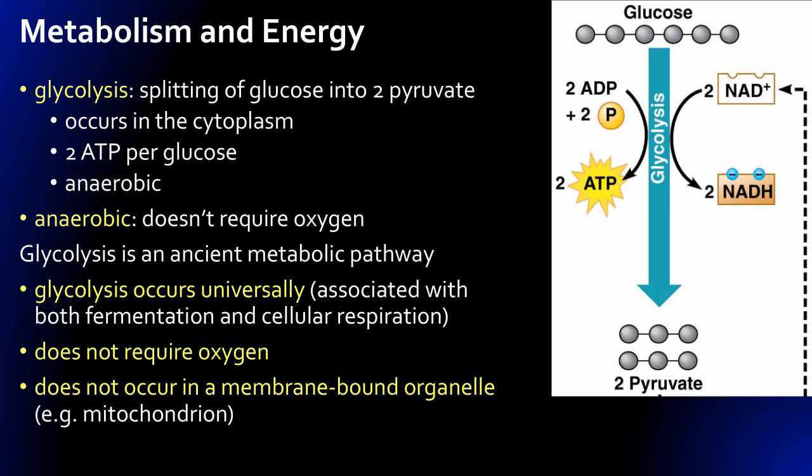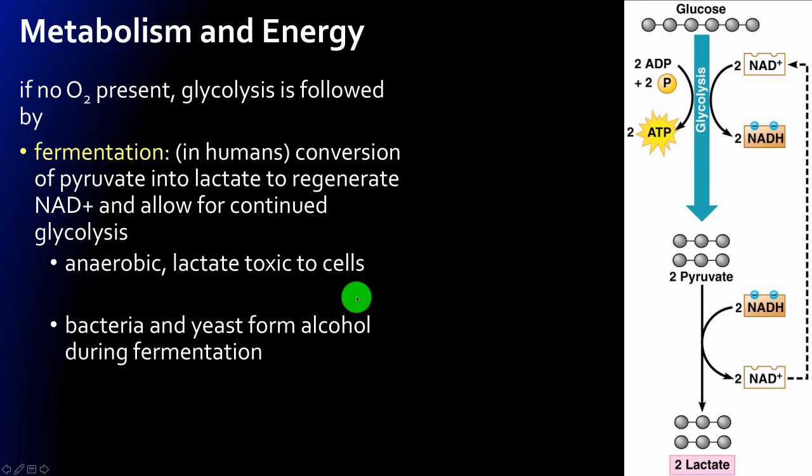And it does not occur in a membrane-bound organelle, the mitochondrion. So that means that even if you lack mitochondria, if you're a little bit more simple, you can still do the process of glycolysis to generate ATP. Alright, so if no oxygen is present, glycolysis will be followed by fermentation. And fermentation is essentially this, at least in us.